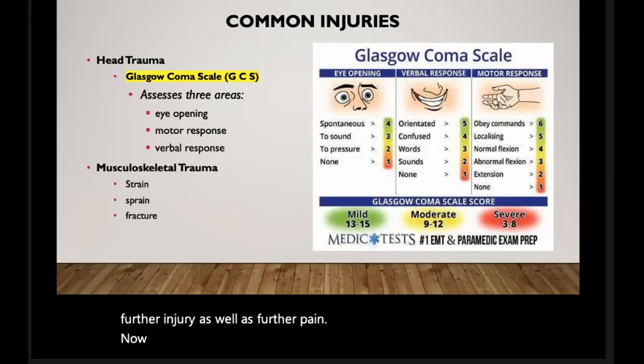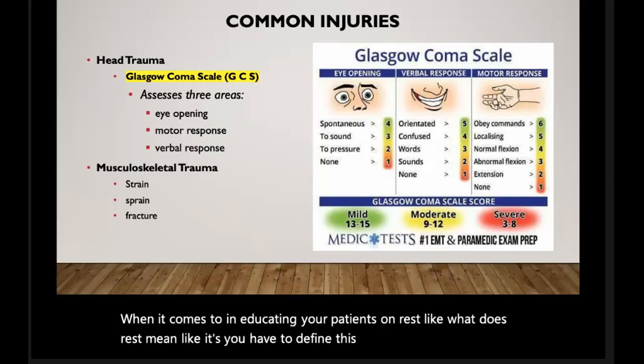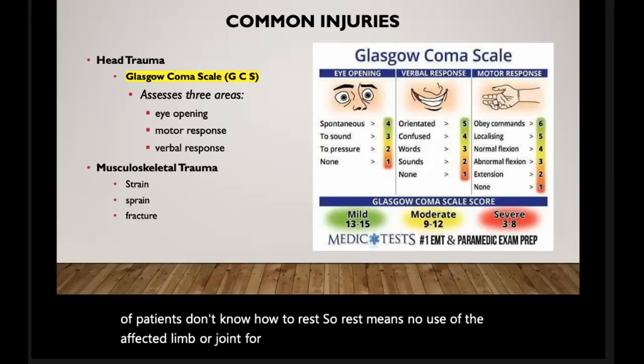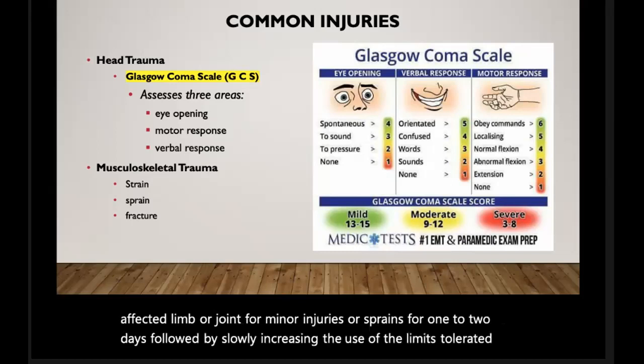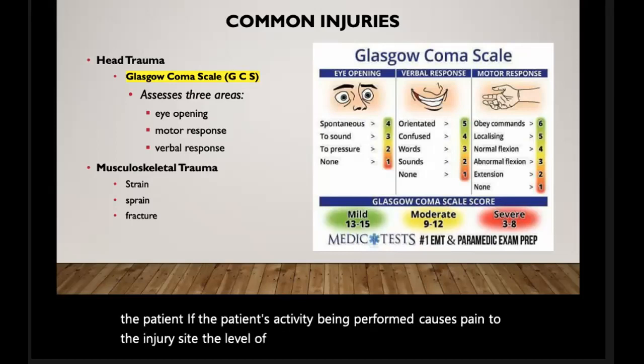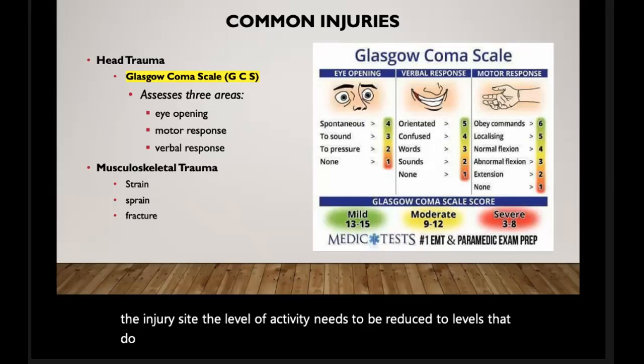Now, when it comes to educating your patients on rest, what does rest mean? You have to define this for patients, because a lot of patients don't know how to rest. Rest means no use of the affected limb or joint for minor injuries or sprains for 1 to 2 days, followed by slowly increasing the use of the limb as tolerated by the patient. If the activity being performed causes pain to the injury site, the level of activity needs to be reduced to levels that do not cause pain.